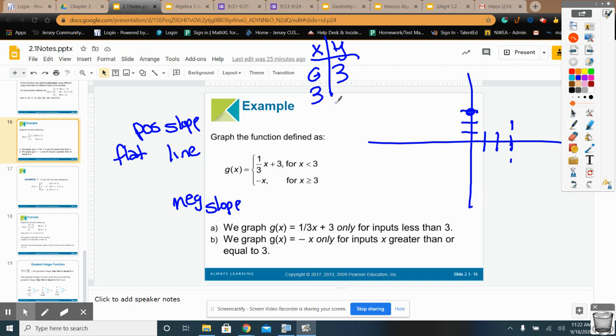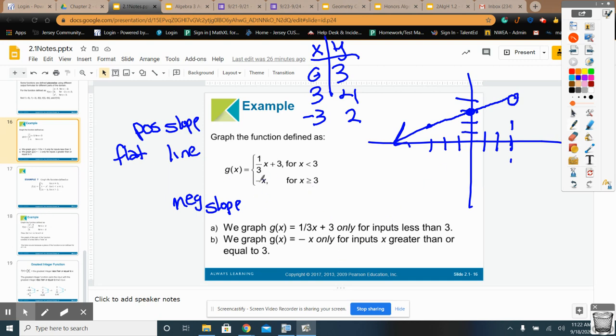1 plus 3 is 4, but it's not going to be on that line. That one gets the open circle. You could go the other route too. I could have plugged in -3 and got -1. -1 plus 3 is 2. And there's that line I was looking for.